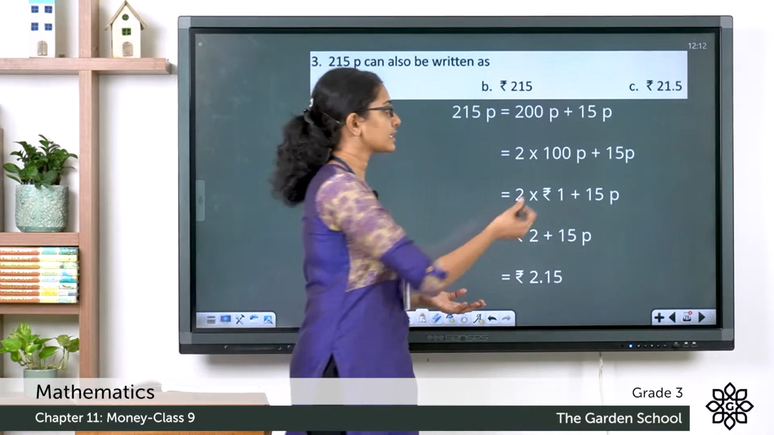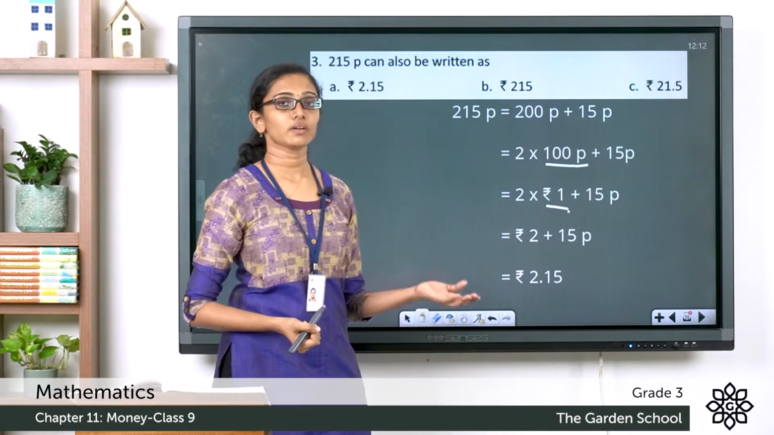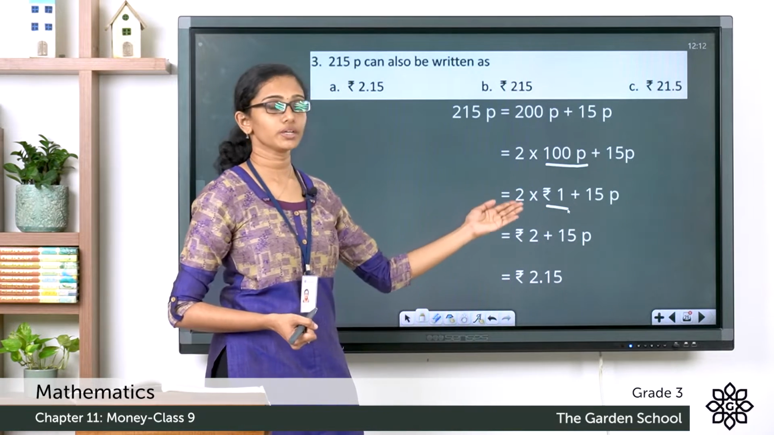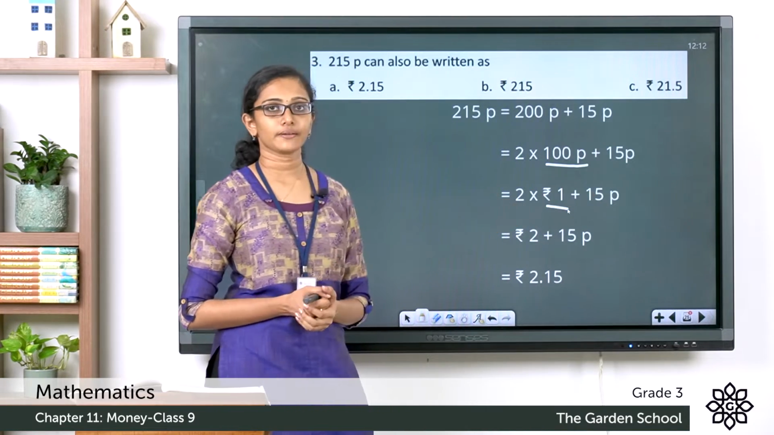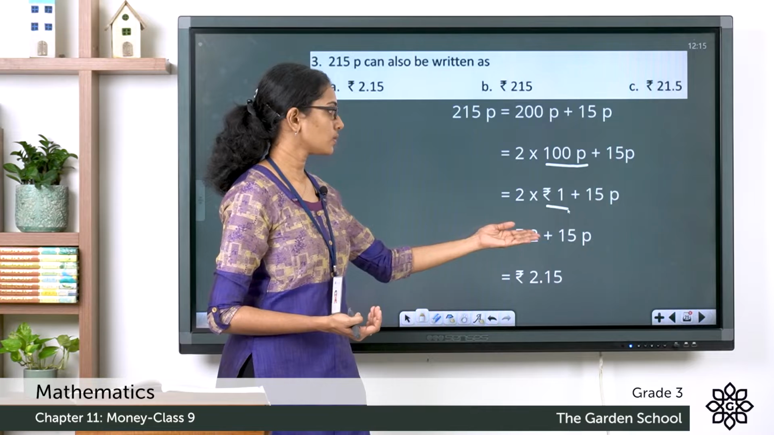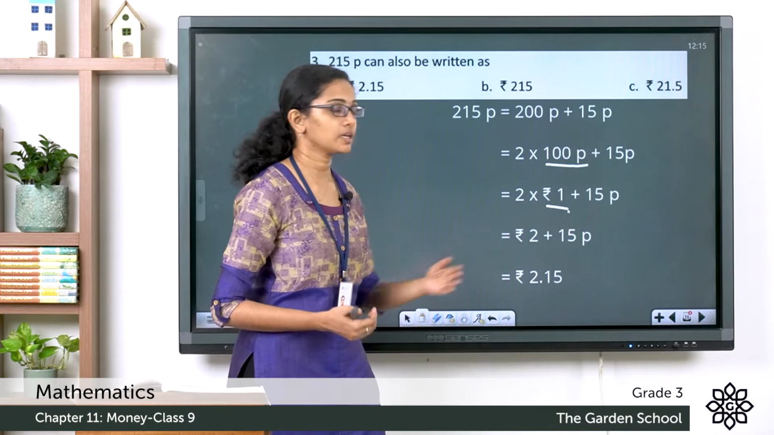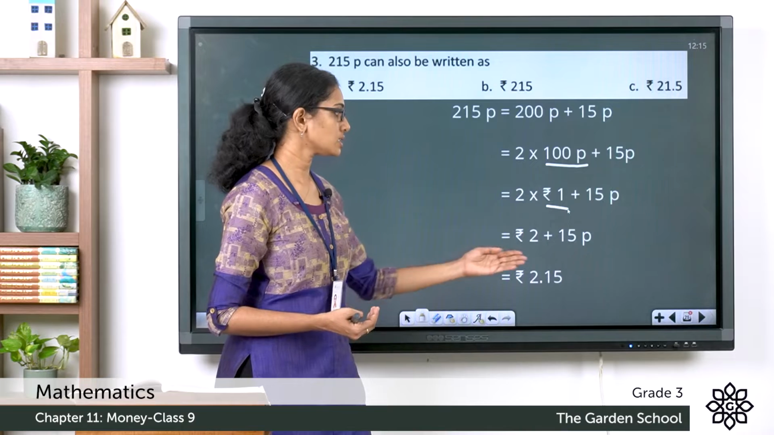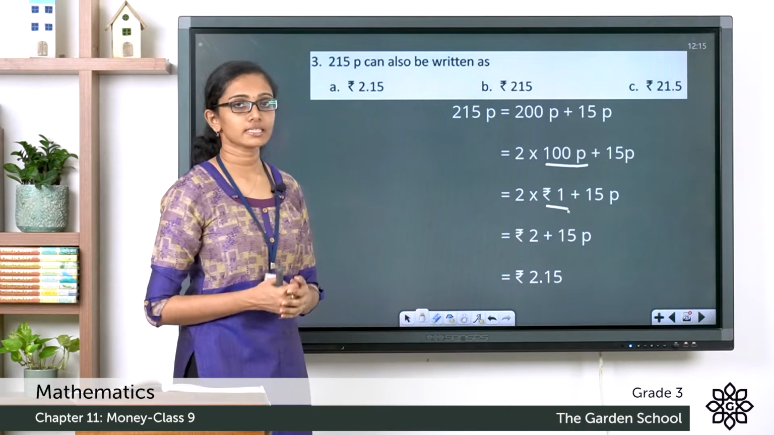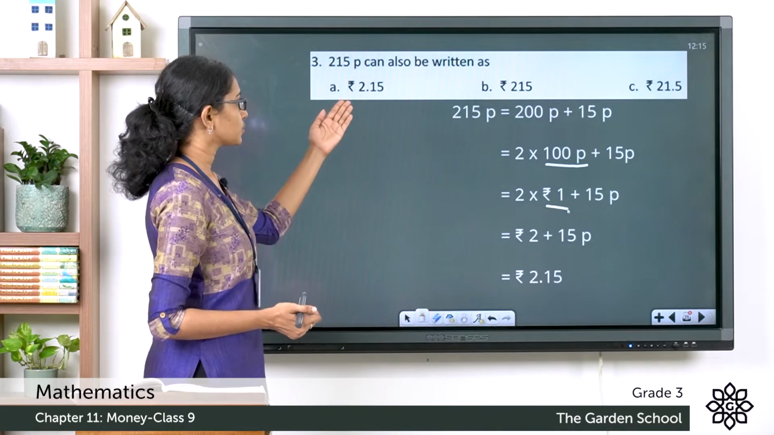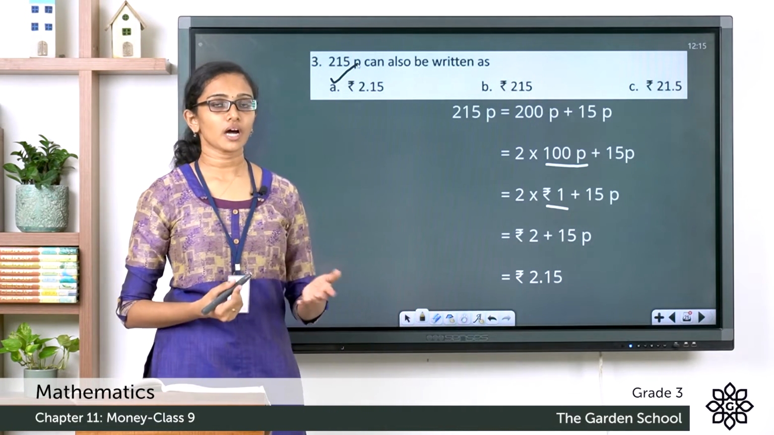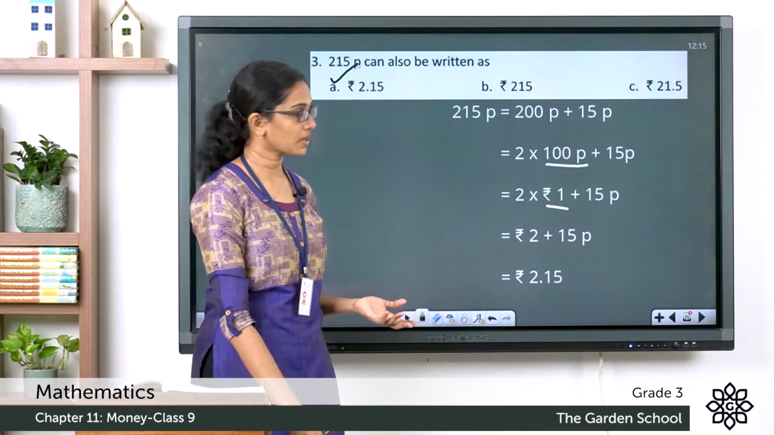And we know 100 paise is equal to 1 rupee. The equivalent of 100 paise is equal to 1 rupee. So we can rewrite this step as 2 into 1 rupee plus 15 paise. And what is 2 into 1 rupee? 2 into 1 equals 2 itself. So that can be written as 2 rupee plus 15 paise, which can be written in short form as rupees 2 and 15 paise. So 215 paise can be written as 2 rupee 15 paise. So the correct choice here is choice A. Hope you understood. Now let's move on to the next question.